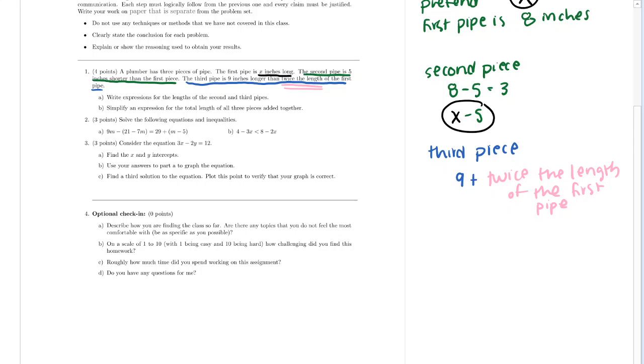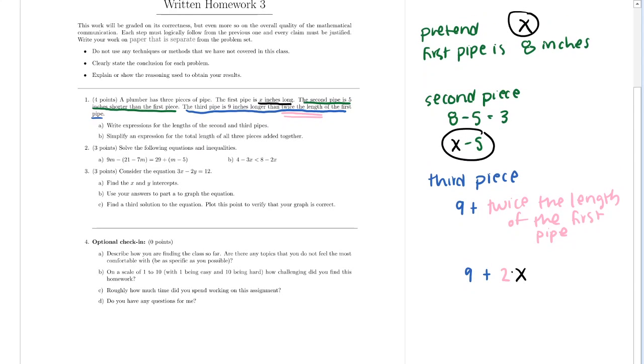Well, how do I express twice the length of the first pipe? Let's express it as 2 times. Multiplying something by 2 is doubling it, or taking twice of something. So twice the length of the first pipe is 2 times that length, 2 times X. And we're adding that on with 9. And what if the first pipe was 8 inches long? The third pipe would be twice that length, 16, and then added on with 9, it would make it 25 inches long for that third piece.